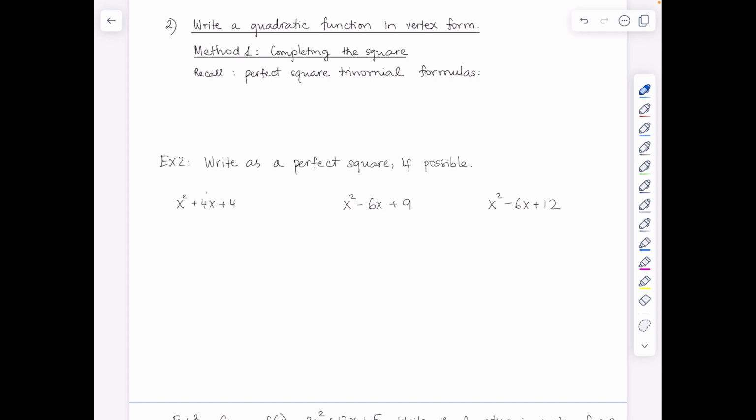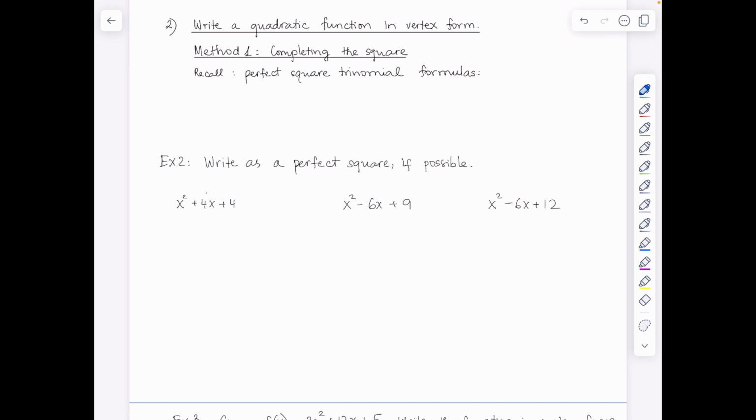But oftentimes, when we're not as lucky to have the vertex form given to us, sometimes we may have a standard form. So the question is, how do we convert the standard form of a quadratic function to a vertex form? So in this video, I'm going to introduce the first method, which is using completing the square.